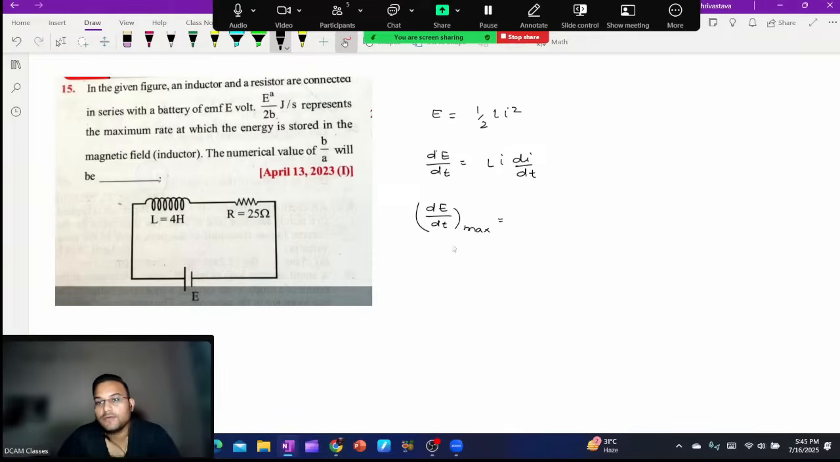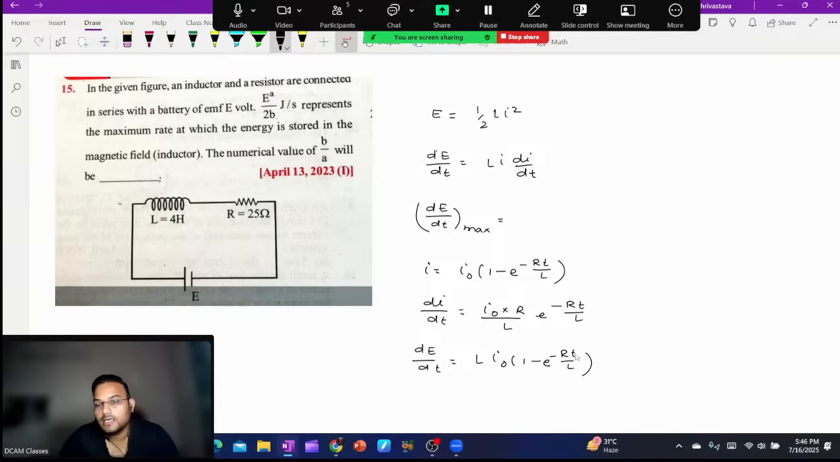Let's try to find out when we'll get the max. First, we'll find out the Li di by dt. I is equal to what? I is equal to I naught into 1 minus e power minus RT by L. And we'll find out di by dt then. It will be I naught into R by L e power minus RT by L. So dE by dt, the value I am getting, is L into I naught into 1 minus e power minus RT by L into I naught R by L e power minus RT by L.